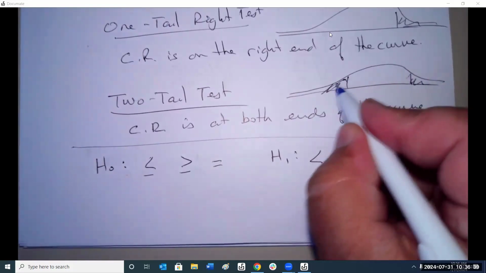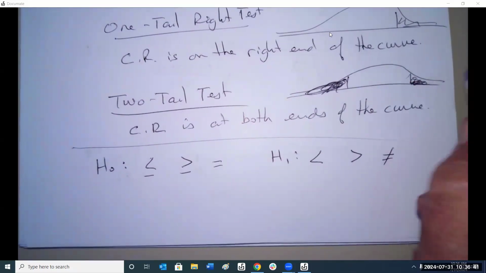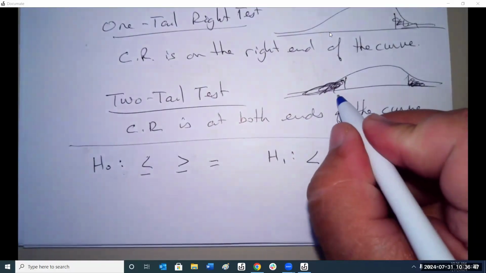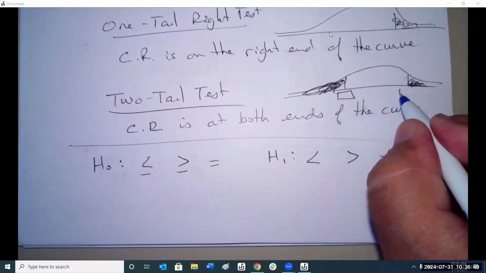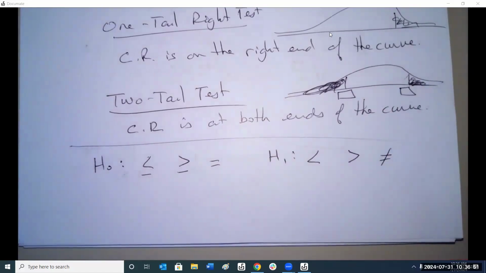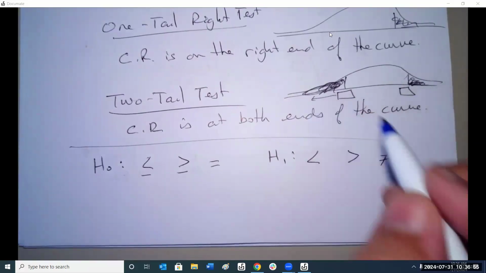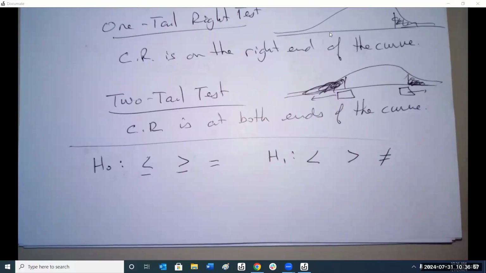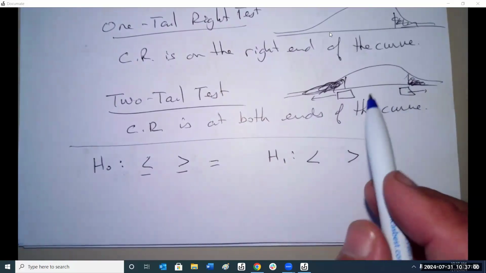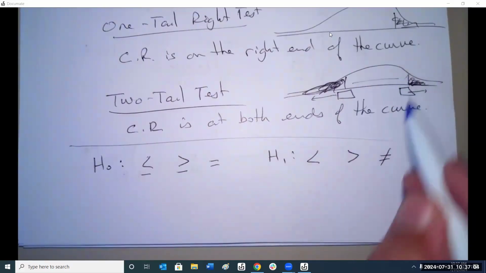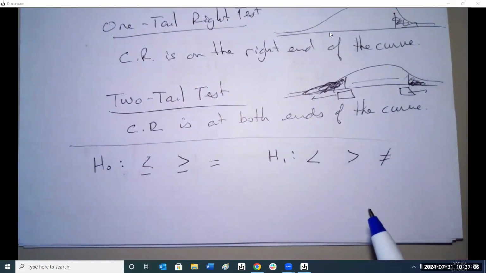And what's the shaded region called here? Critical region. That's the critical region. Once we define our critical values, if it's a two-tailed test, if it's to the left of the lower bound or to the right of the upper bound, then the null hypothesis is rejected and the alternate hypothesis is true.